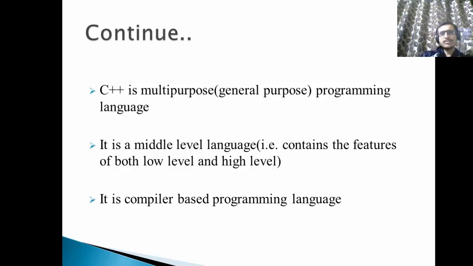Next, C++ is generally considered a multi-purpose programming language. Multi-purpose means it is general purpose. It can do multiple tasks, more than one task. It is a multi-purpose programming language.